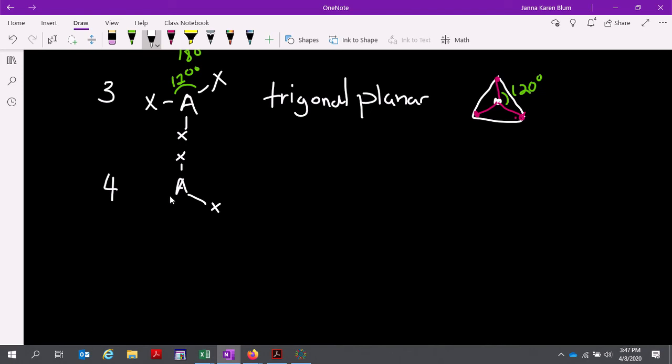And I'm going to draw this with wedges and dashes. And this wedge that I'm drawing means it's coming out of my board here to try to give it some 3D. And then going back here, I'm going to use dashes, and that's going back into the board. And the best way I can draw this is kind of like a little tripod. Sometimes I call it like a little spaceship. It's called a tetrahedron.